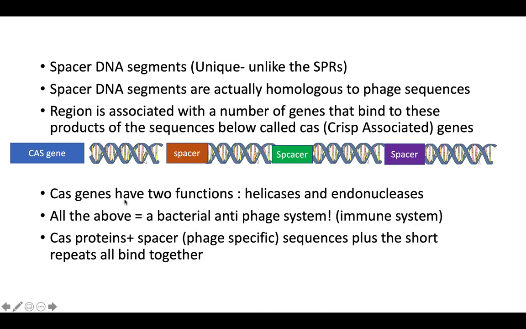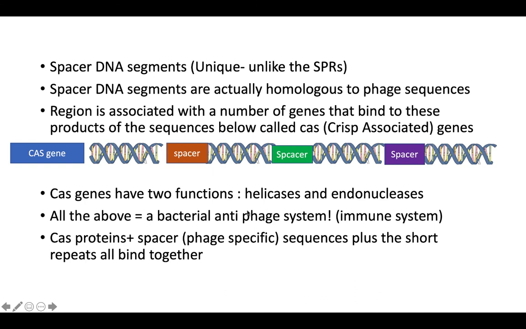So the Cas genes have two functions. هدول الجينز اللي جوا شو عندهم شو بيعملوا. They are helicases, واحنا بنعرف شو هم helicases, and they are endonucleases. So معناته something to unwind DNA and something to cut DNA. That's what the protein that comes out of the Cas gene does. So all of the above is a bacteria antiphage system.